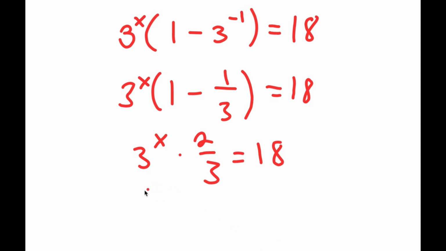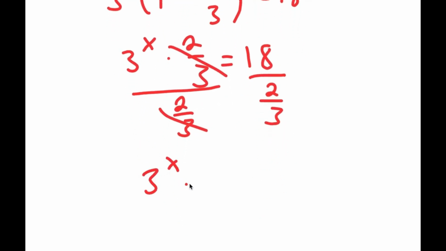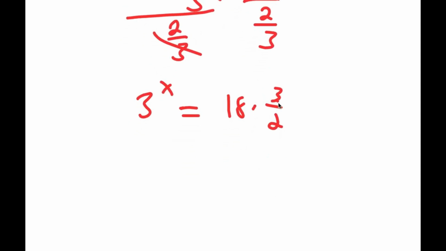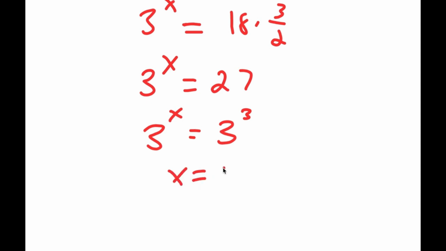Now, I'm going to divide both sides by 2 over 3. And dividing by 2 over 3 is the same thing as multiplying by 3 over 2. So I have 18 times 3 over 2. And 18 times 3 is 54. 54 divided by 2 is 27. So I have 3 to the power of x is equal to 27. And 27 is the same thing as 3 to the power of 3. So I have 3 to the power of x is equal to 3 to the power of 3, meaning x is equal to 3.